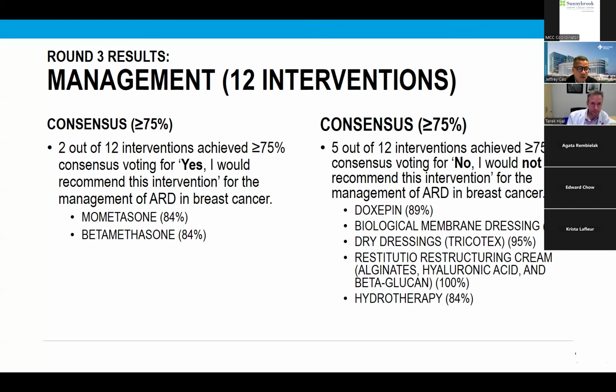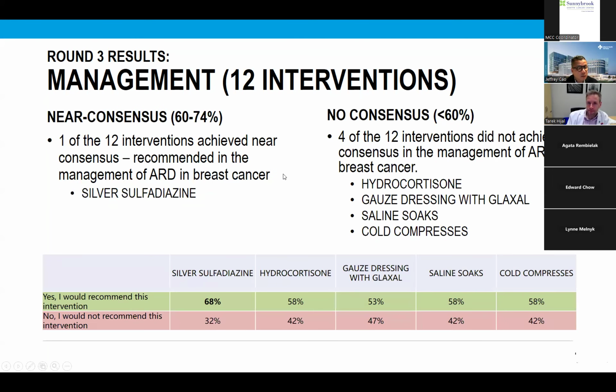In terms of management, we added the steroids, and mometasone and betamethasone in the management of radiation dermatitis came out as consensus products recommended for use. And then there was consensus against the use of doxepin, again, a tricyclic antidepressant, the biological dressings, the dry dressing, this Restitio restructuring cream, and then hydrotherapy. And so this is near consensus.